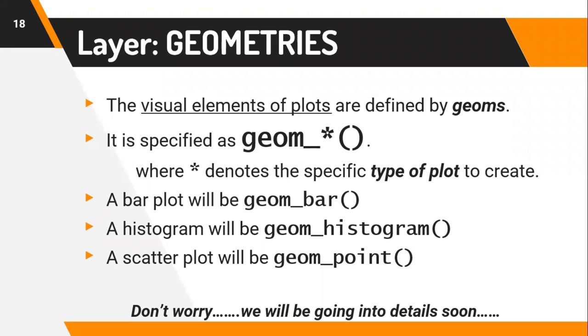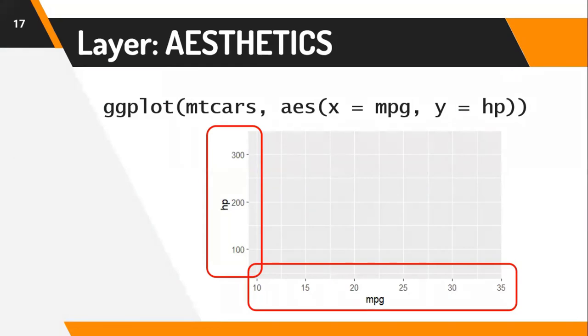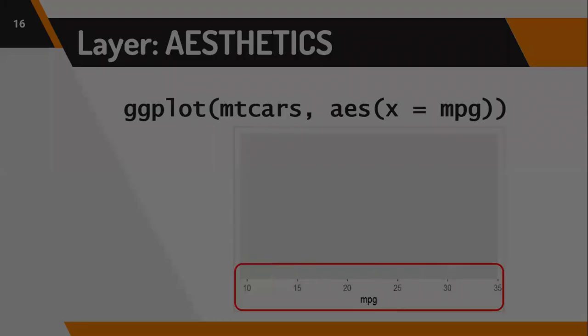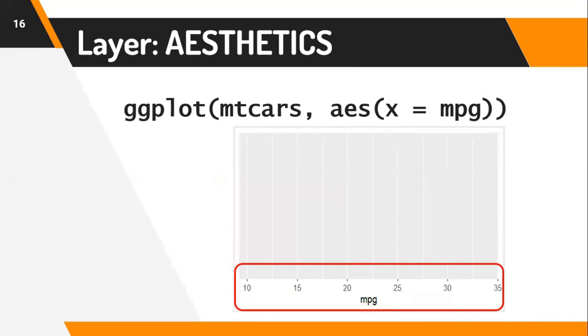So if you want to specify a geometry to add that, because if you see all the codes that we've run so far in the slides, there are no visual elements, there are only axes or scales that are plotted for you. So you now need to define the visual element, because if you have only one variable which is mapped onto the x-axis, you would want to know whether you are creating a histogram or a bar chart. So those are what are defined by the geometries. Okay, so that is the next step after that.